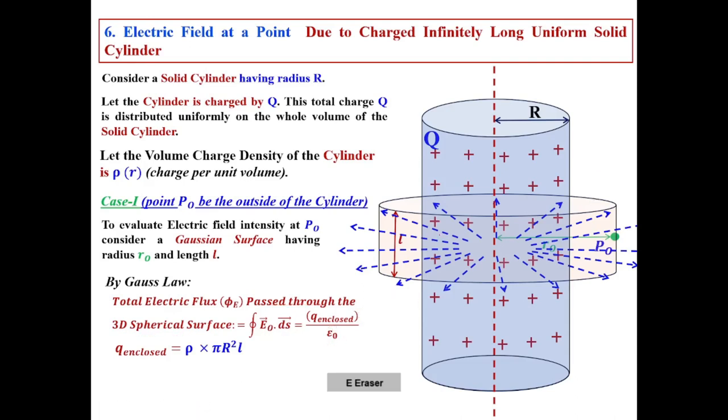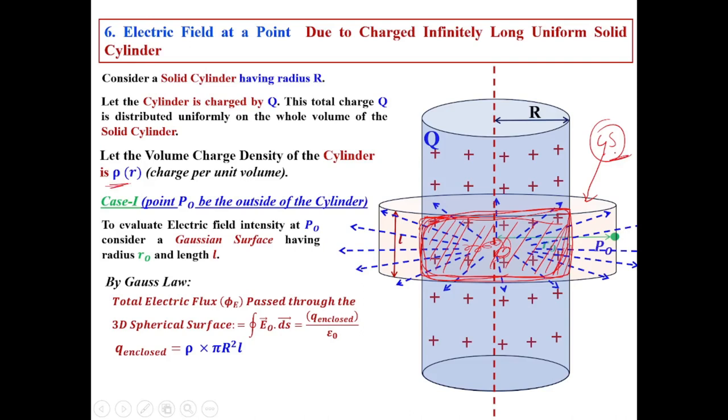Consider this is your Gaussian surface. The charge enclosed by this Gaussian surface is nothing but the charge enclosed by this much volume of this solid cylinder. So the volume of this much portion of the solid cylinder times the volume charge density will give the charge enclosed by the Gaussian surface. Now, what will be the volume of this much portion of the solid cylinder?